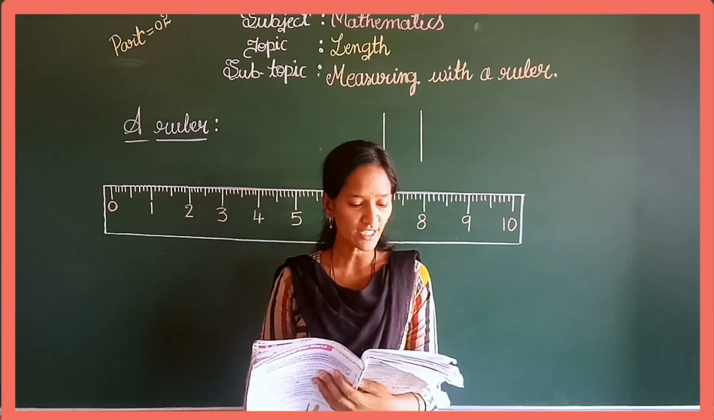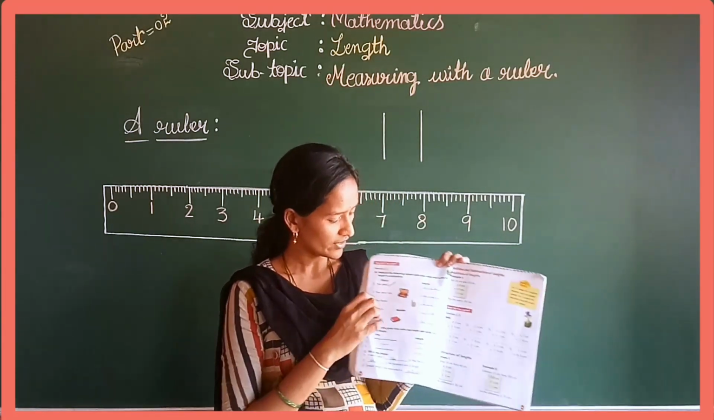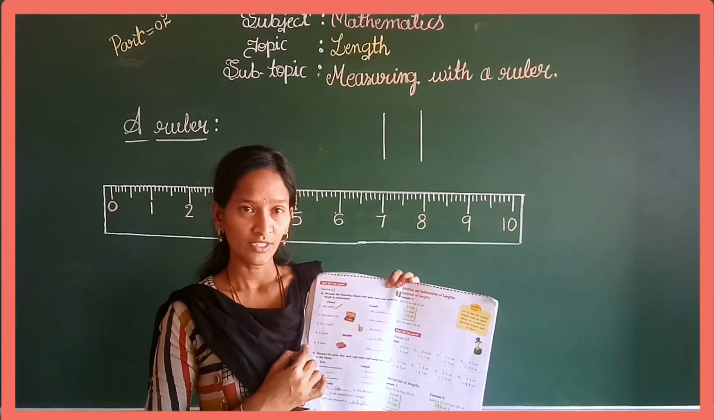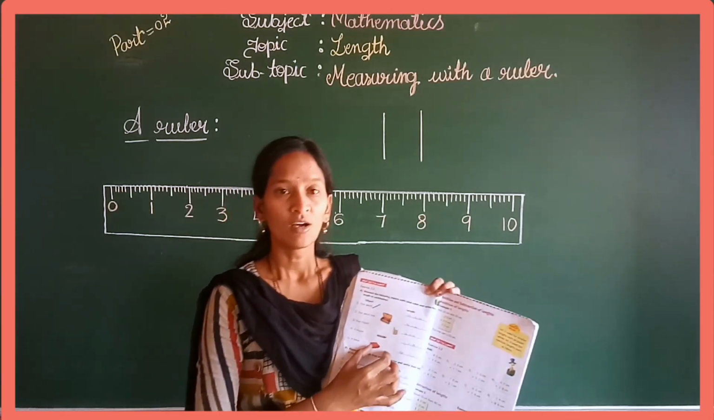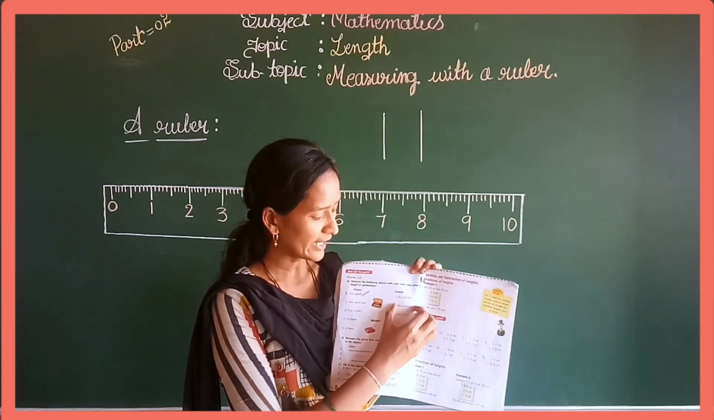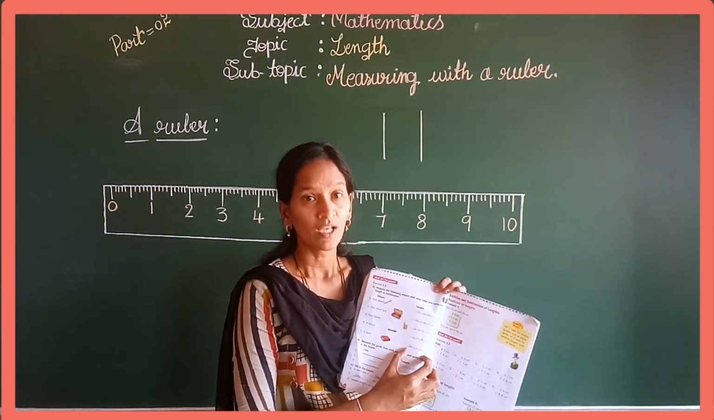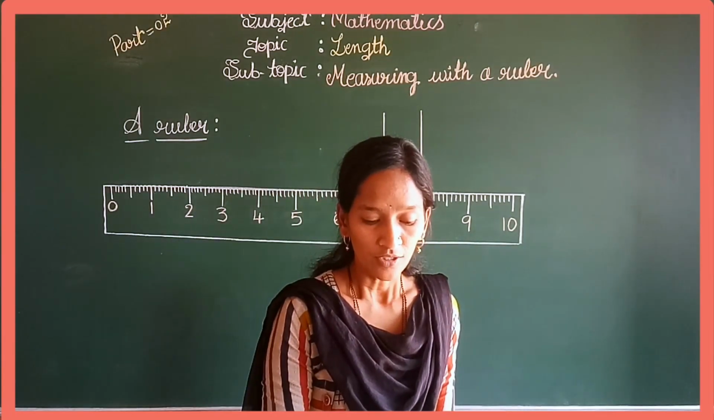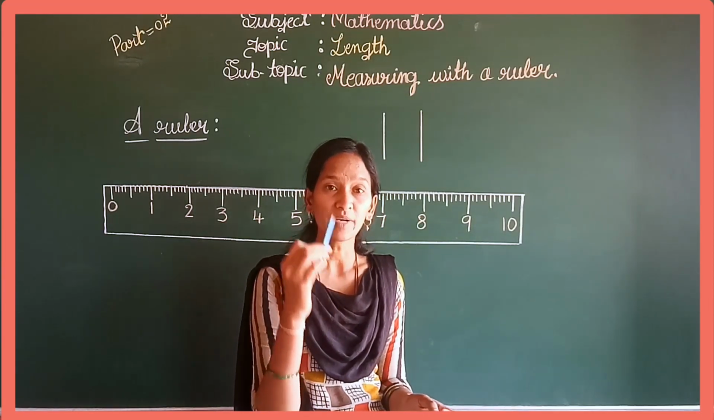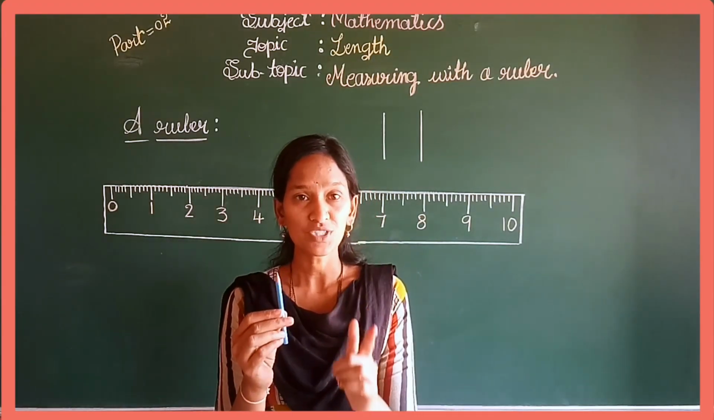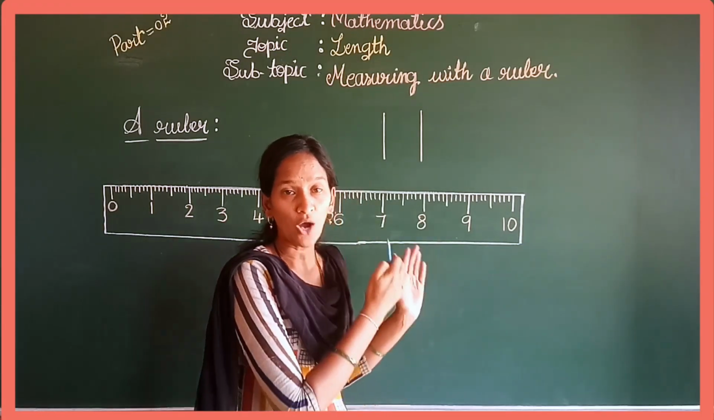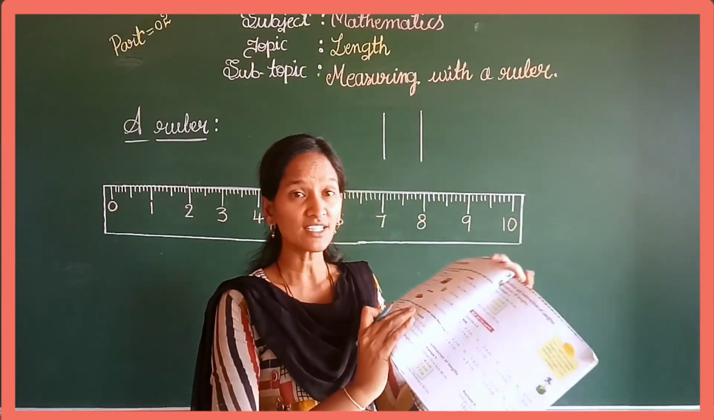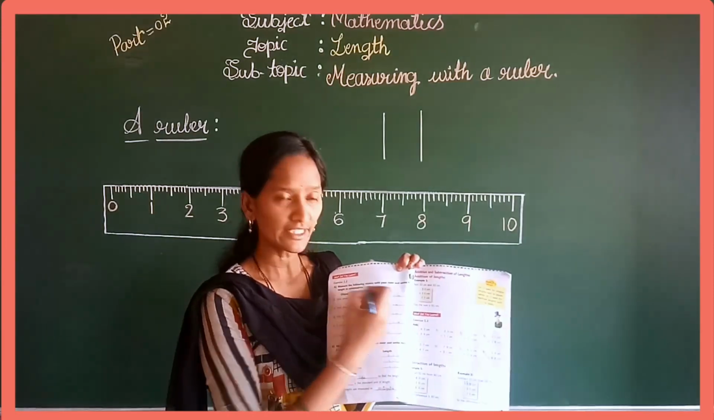So the first question is, see, in the first column they gave some objects. There are a total of 5 objects, right? Here they gave pictures. Next, you have to write down the length in the given space. The first object is your pencil. Students, take your pencil. You have to measure the length of this pencil by using a ruler. I already showed how to measure the length of your pencil, right? In the same way you have to measure the pencil and write down the length here.